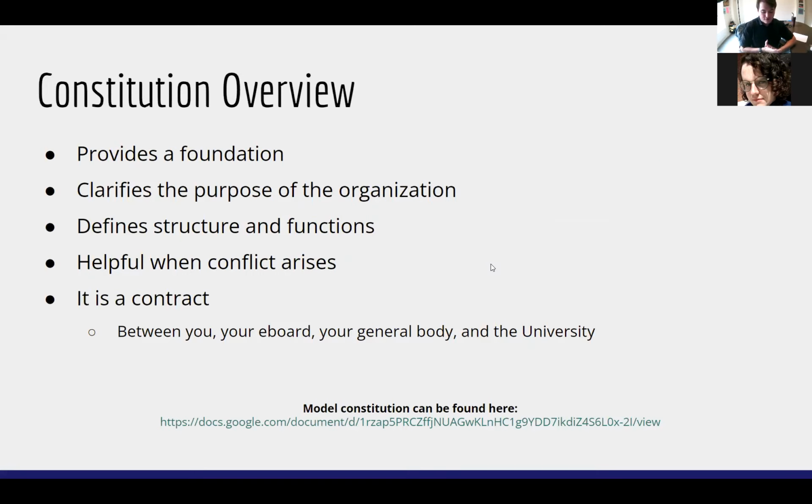So the Constitution overview. The Constitution essentially provides a foundation for your organization. It clarifies the purpose. It defines the structure and functions of your organization and all of the roles in your organization, the executive board roles, the roles of meetings, elections, all that. It's really helpful when conflict arises. If there are issues or questions, you can always refer to your constitution. For example, if an e-board member wants to step down from their position, you can refer to your constitution to see what the process is for having a special election or something like that.